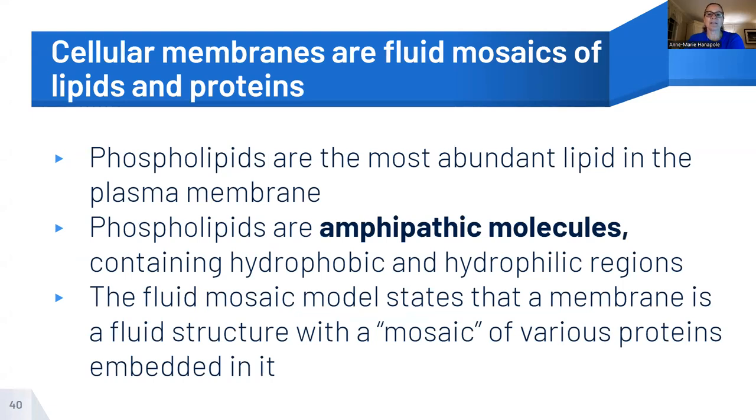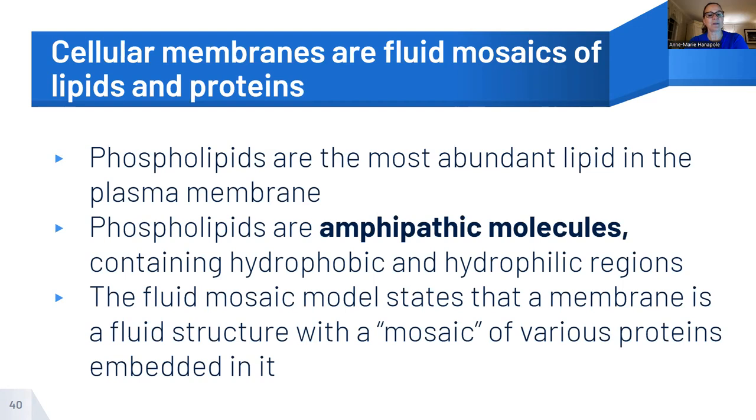So, the cell membrane is a fluid mosaic of lipids and proteins. It is made up of mostly phospholipids, and that's going to be the most abundant lipid in the plasma membrane. It's not the only molecule there, but it makes up the majority of that membrane. And phospholipids are what we call amphipathic molecules, which means they have a hydrophobic region and a hydrophilic region. In our last unit, we talked a little bit about that structure, so we're going to look at that a little bit closer in this one.